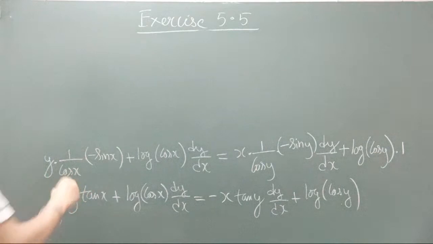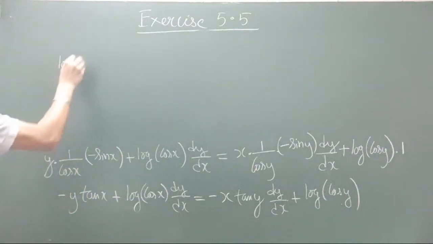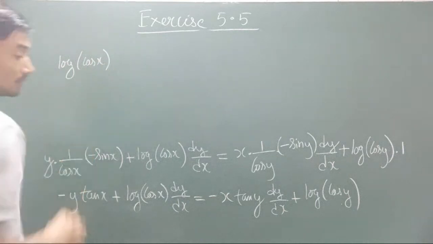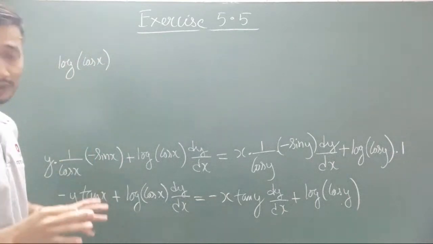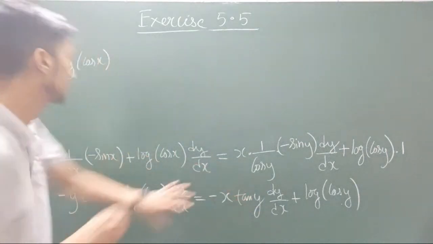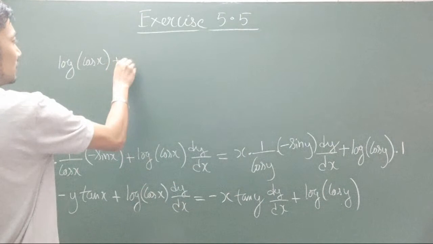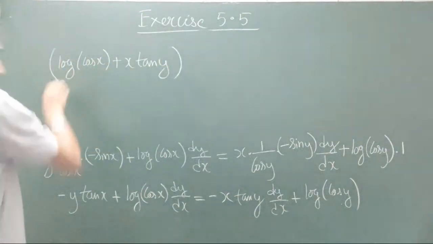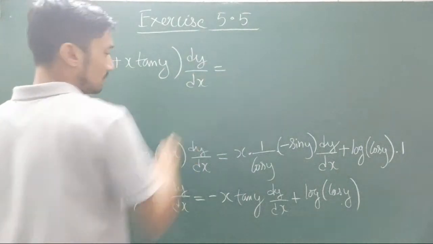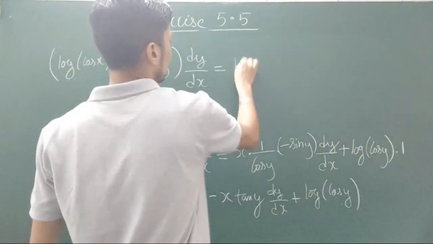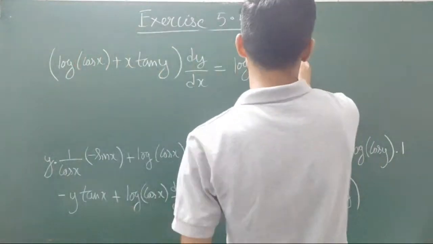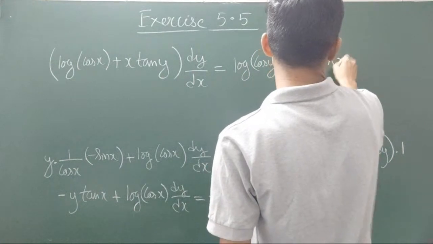So dy by dx on one side, so log of cos x, I'll do directly so that we can save steps as well as time. So this one I bring on this side becomes plus x tan y common dy by dx. I think that's all right, equal to log cos y plus y tan x.